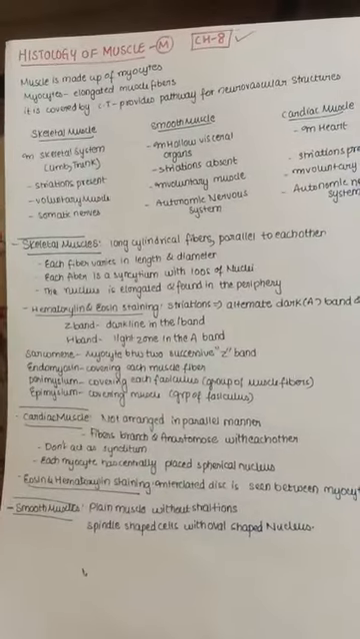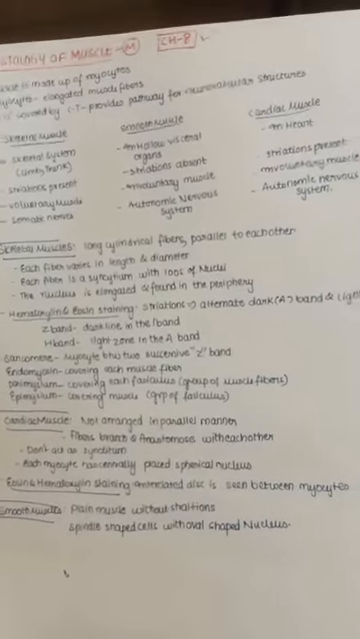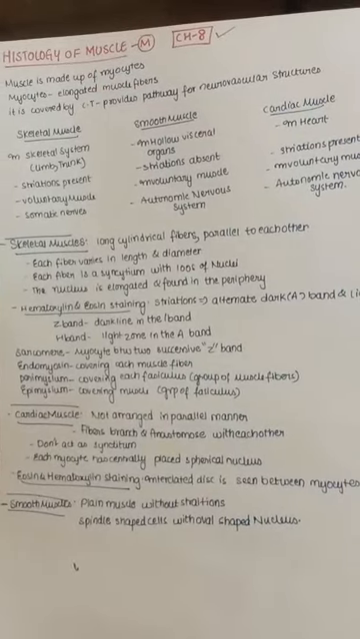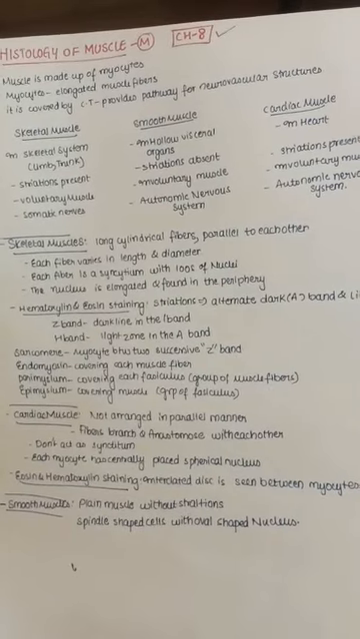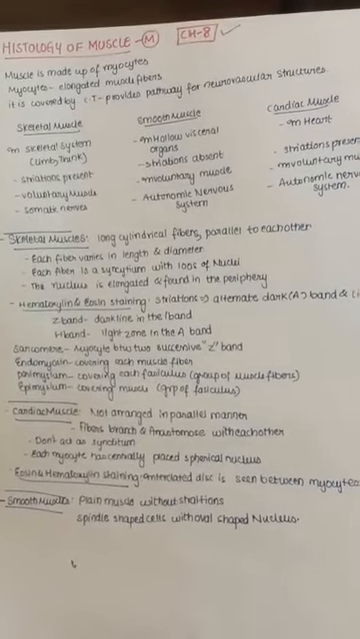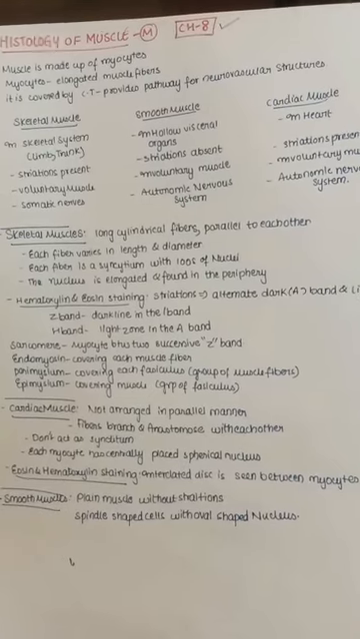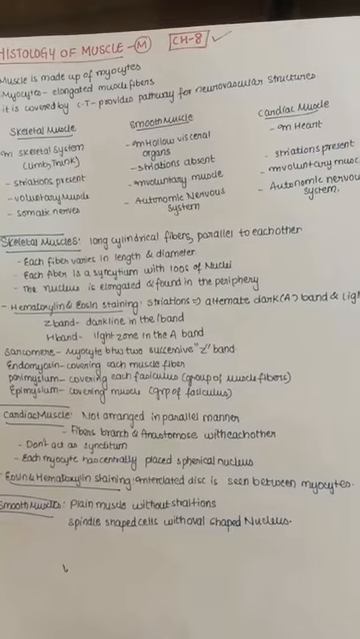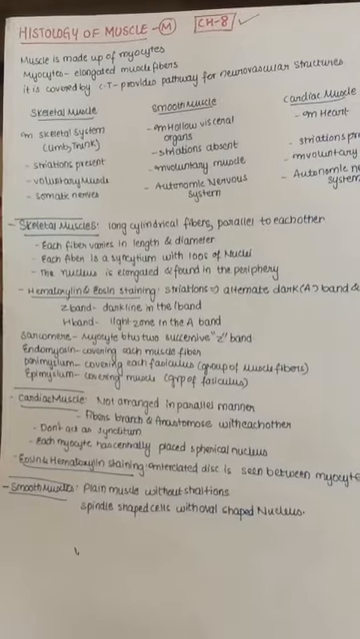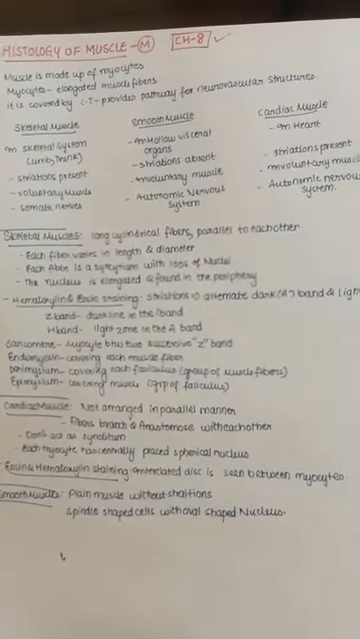So the muscle is made up of myocytes, which are nothing but the cells of the muscle. When the myocytes are arranged in the form of elongated structures, they are known as muscle fibers. It is covered by connective tissue, which provides the pathway for neurovascular structures. So we know muscle tissue like skeletal muscle, smooth muscle, cardiac muscle.